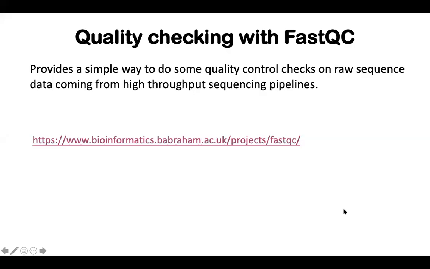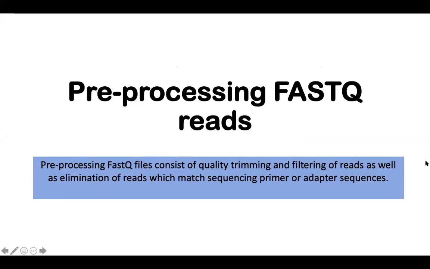Okay, so once you've done your quality checking, and if you see that it requires some sort of trimming, or you need to eliminate some parts of your data, or you need to filter some of your reads which are poor quality, there are a lot of softwares that can help you do that. You don't have to manually look for the primer sequence in your data and then delete. A lot of softwares are there which can help you do this.